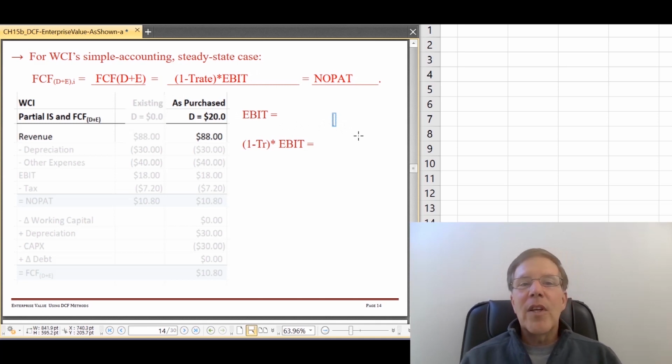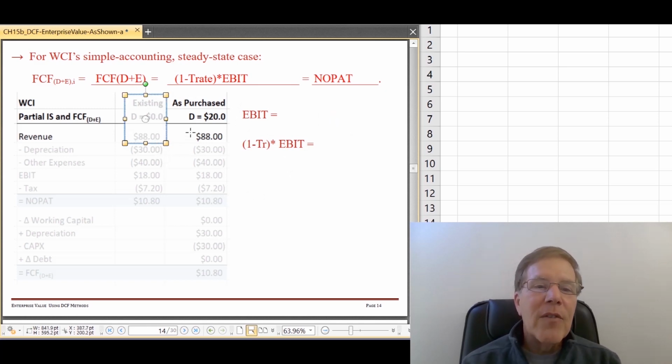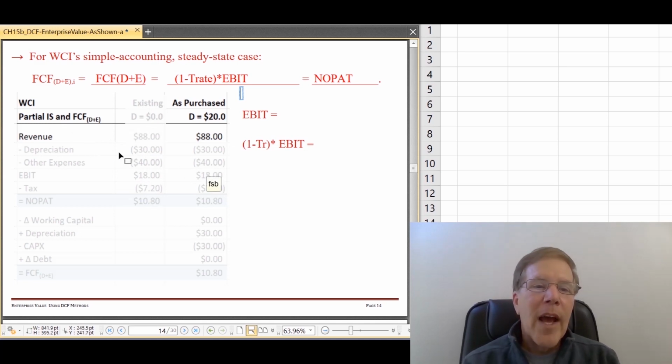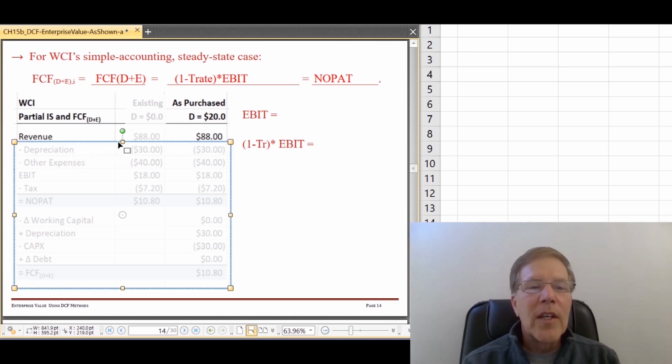So let's see if we can compute our NOPAT, or same thing, our free cash flow that is going to be available to lenders and owners every year. So what we'll need from that is our partial income statement. We'll use just as much of the income statement as we need to get 1 minus the tax rate times EBIT. So you can see here I've grayed out existing. We don't really care about existing, right? We're going to refinance this firm at t equals 0. So I'm more interested in the as purchased, where we have this 20 million in debt.